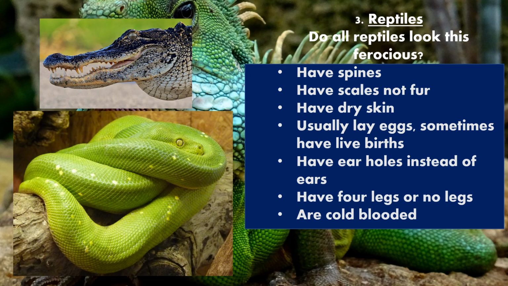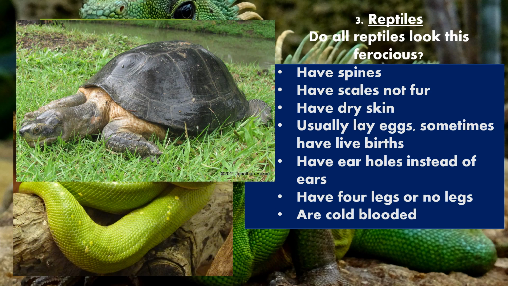I love snakes. All right, a turtle. Are you sure about that turtle? The turtle has a shell. Well, let's look at it. He definitely does have a spine. He has scales on his body, not fur. He does have dry skin. He lays eggs. He has ear holes, and he has 4 legs, and he's cold-blooded. I guess a turtle must be a reptile. Do you see how you can categorize them?